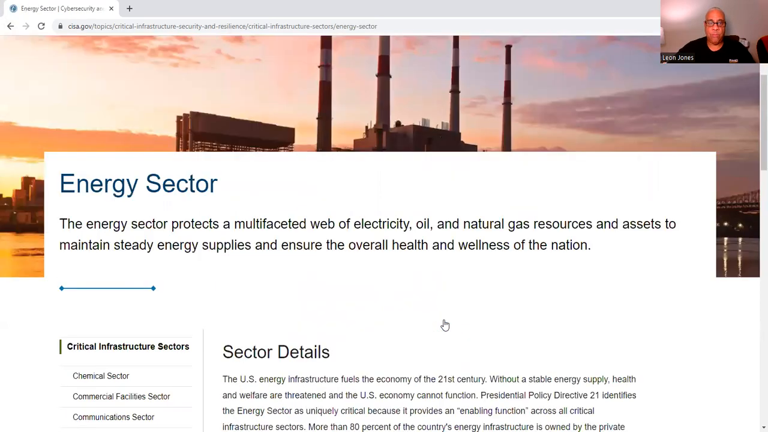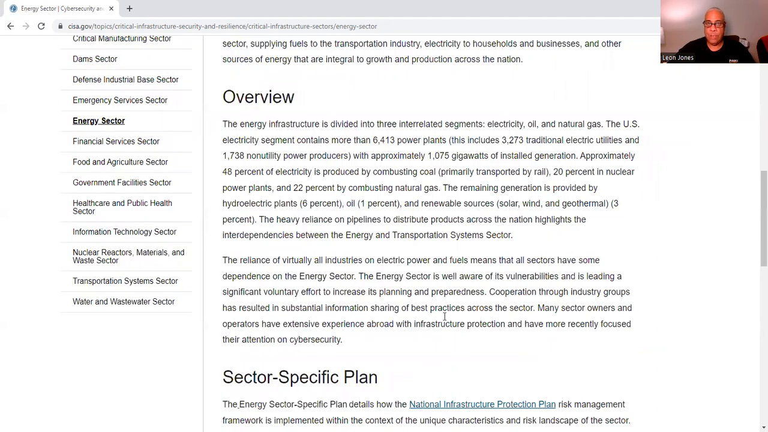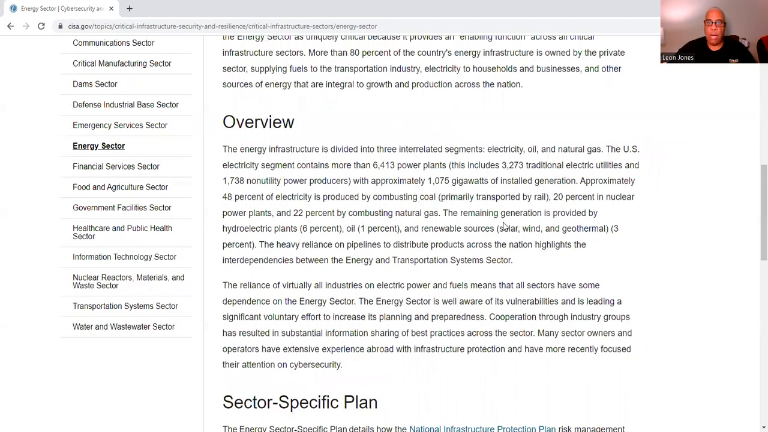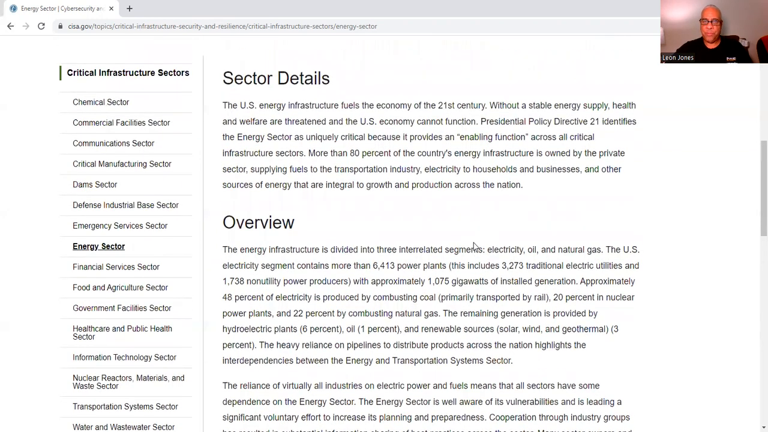Your energy sector. Well, again, this is where you deal with your power producers. You know, power's on grid, and some of your power is generated by coal and nuclear power. And you also have hydroelectrical plants. You have renewable resources such as solar, wind, and thermal. This is all part of examples of what's in that energy sector of critical infrastructure.